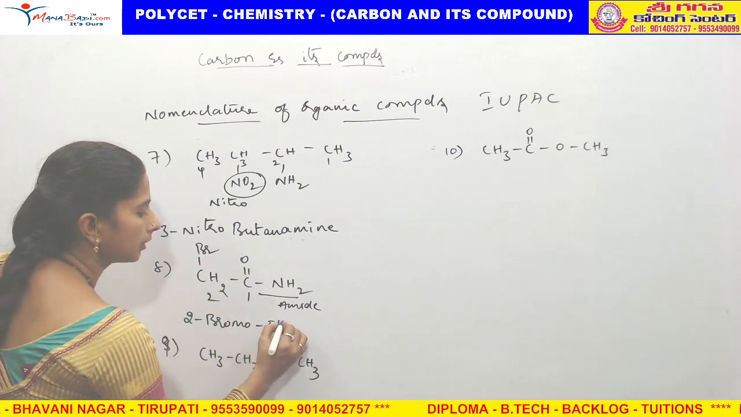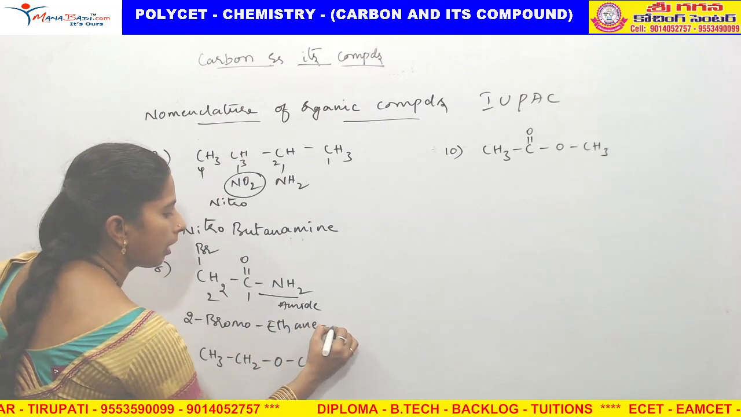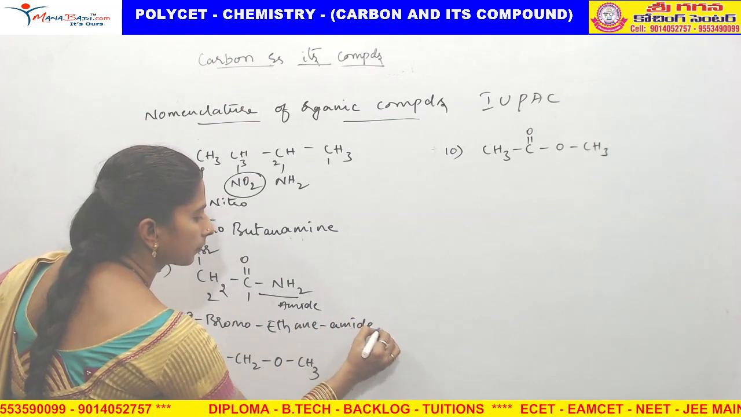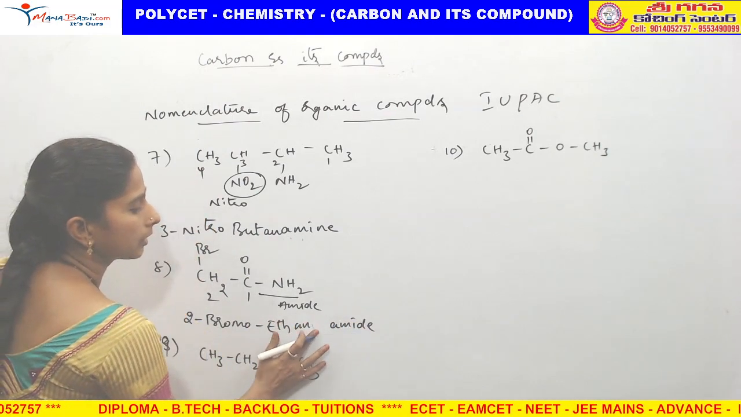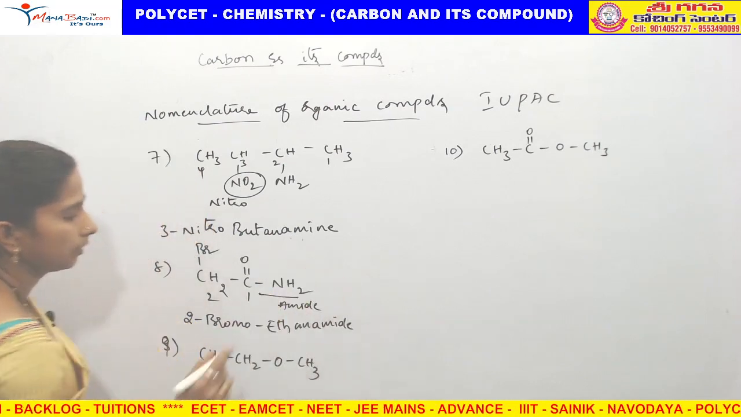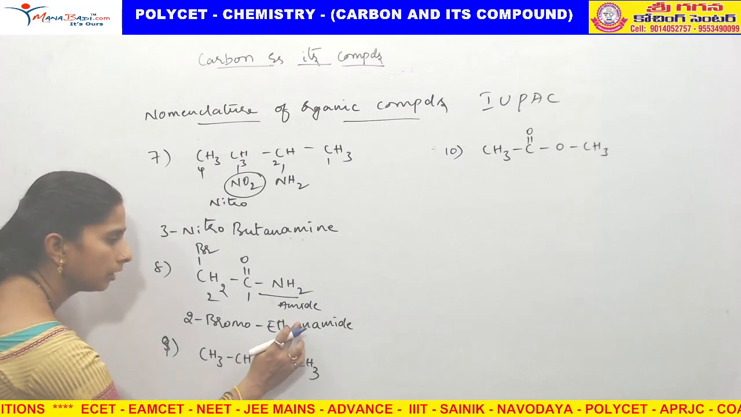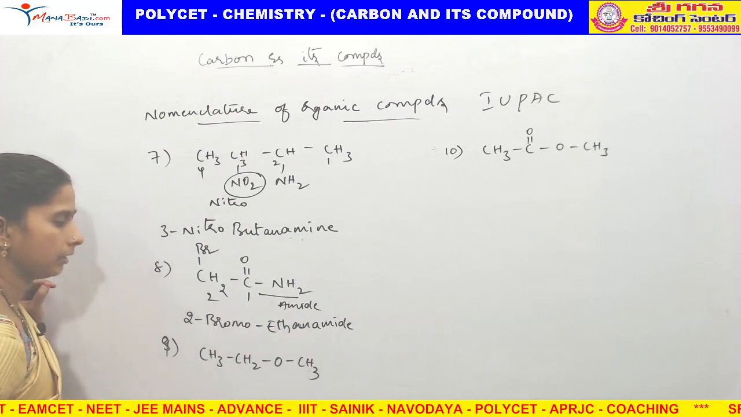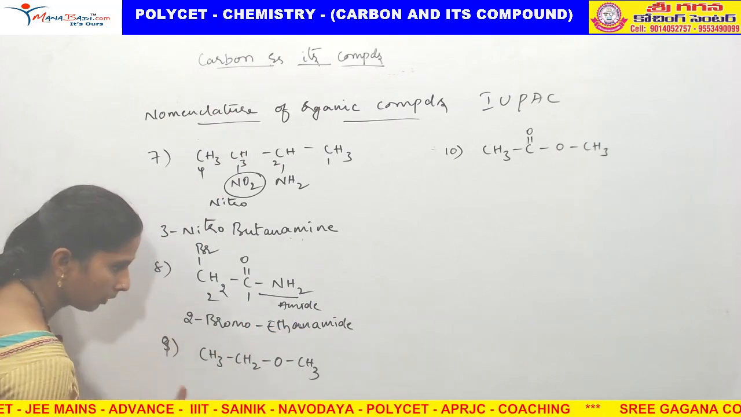carbons are there. Eth, N, amide. What do you call it? The 'e' gets cancelled. Ethanamide. I hope you understand. Ethanamide. Eth plus N amide. Ethanamide. Now come to here.